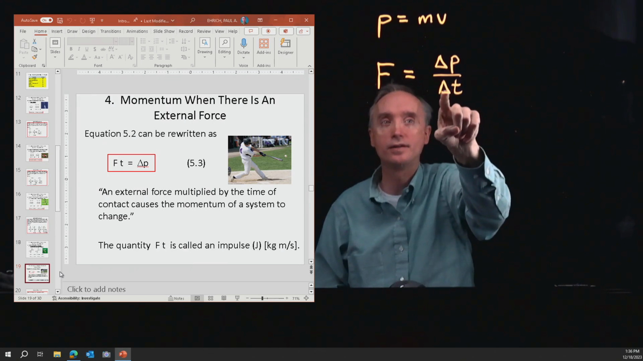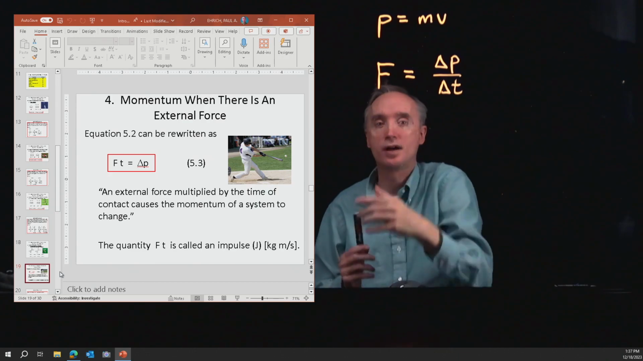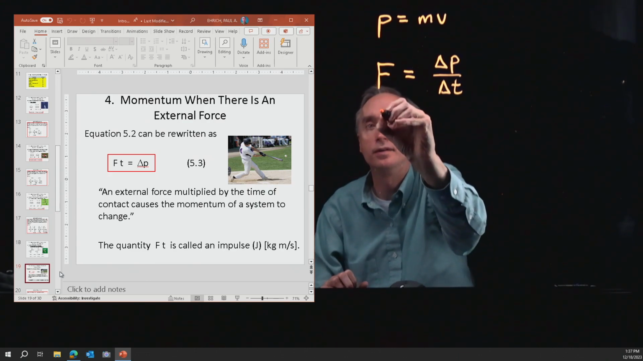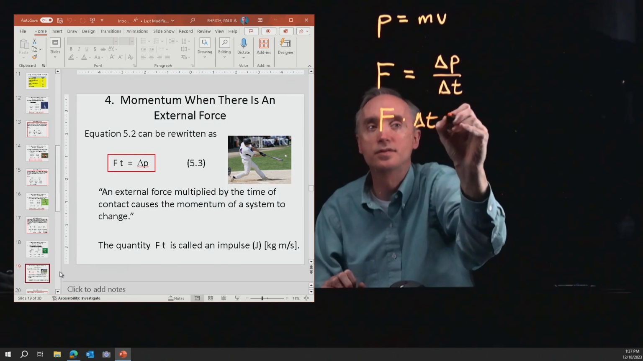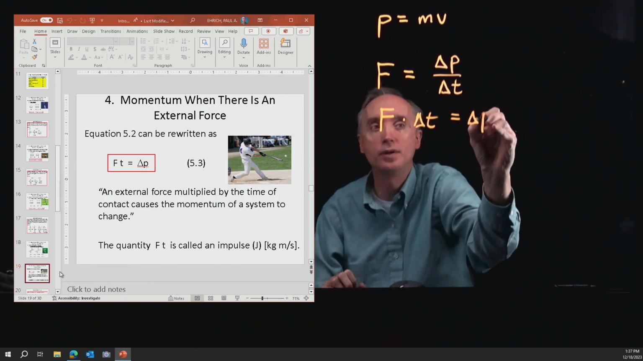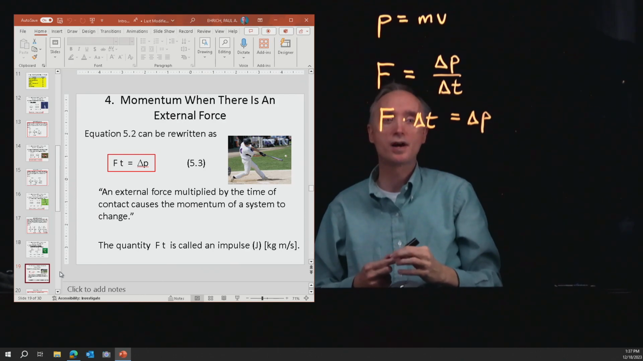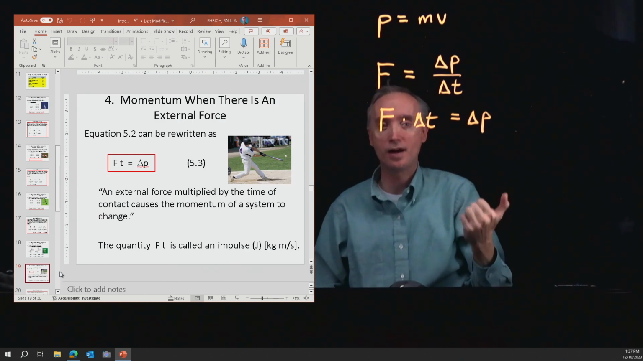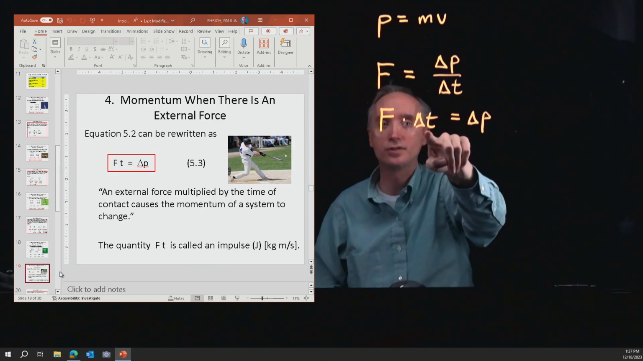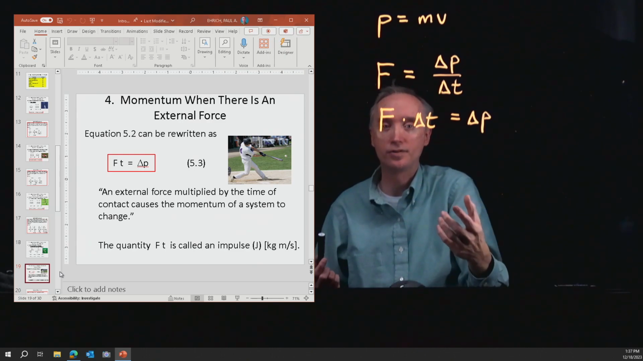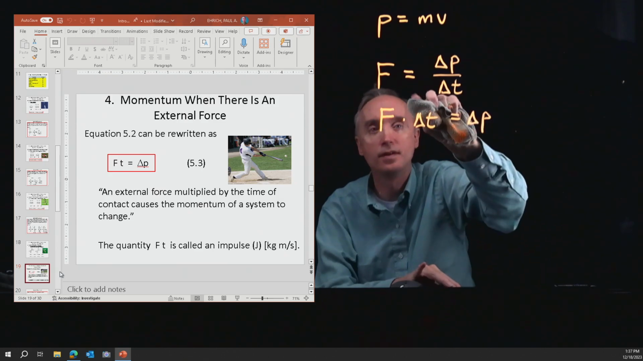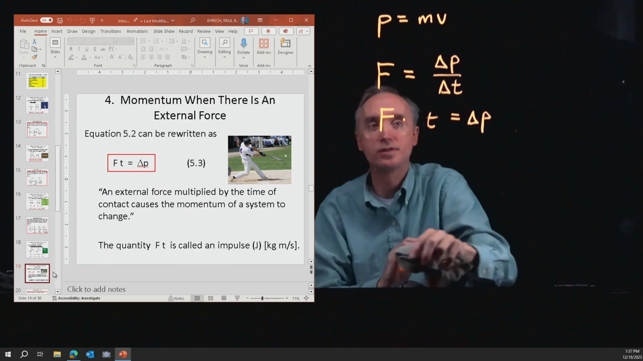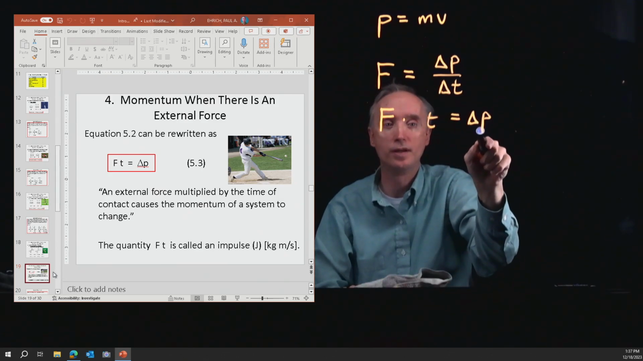So I'm going to take my delta T over to the other side, and I'm going to say F times delta T is going to be equal to delta P. Now normally when you're using a stopwatch, the initial time is going to be 0. So that means that the change in time is just going to be your final time. So we could actually get rid of the delta here and say that this is just F times T is equal to the change in momentum.